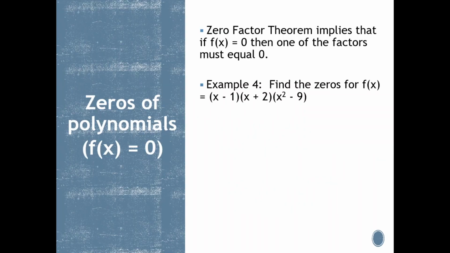Okay, the next thing we want to know, other than the end behavior, is where the zeros are. So the zeros are where the function equals 0. These are also the x-intercepts. One thing we want to remember is what's called the zero factor theorem, which tells us if a function equals 0, one of its factors has to equal 0. So in example 4, my function is already factored for me, so if I want to find its zeros, I can take each factor and set them equal to 0.